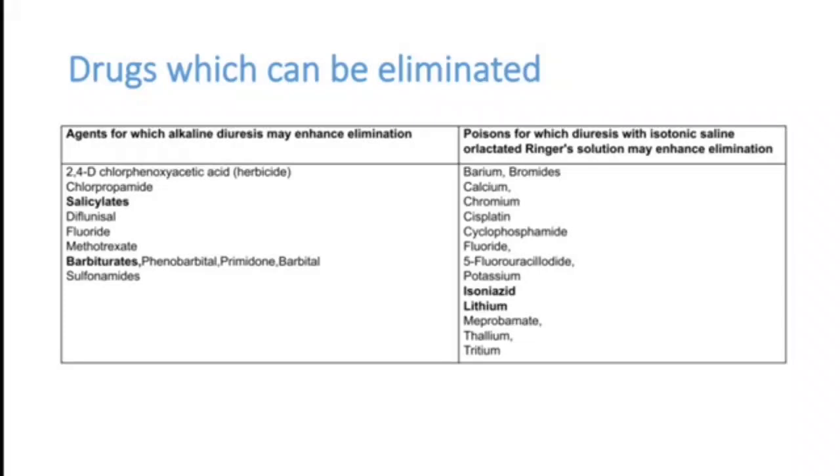Whereas agents for which alkaline diuresis may enhance the excretion are, one is an herbicide, another one is chlorpropamide, that is not used nowadays. The most important drugs in this group are salicylate and barbiturate. Both these drugs' toxicities are very common. Other drugs are sulfonamides, methotrexate, fluoride, diphenazole. All these things also can be removed by this route, but the commonest drugs are salicylate and barbiturate.